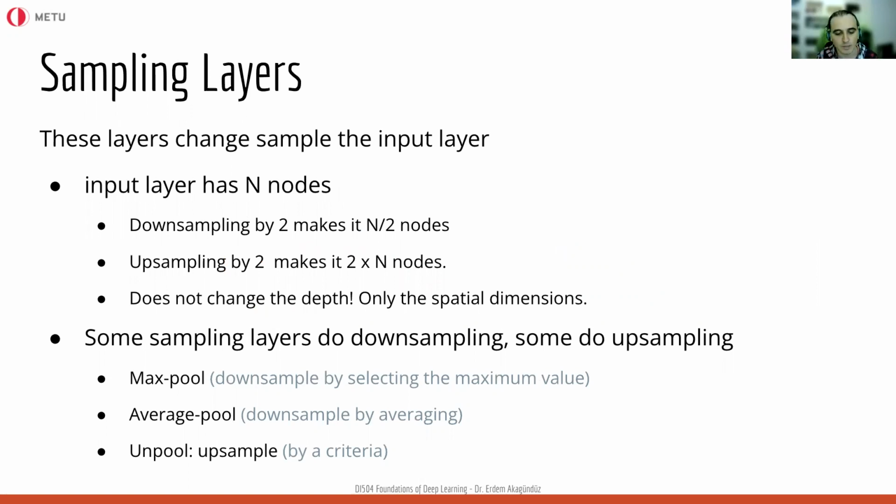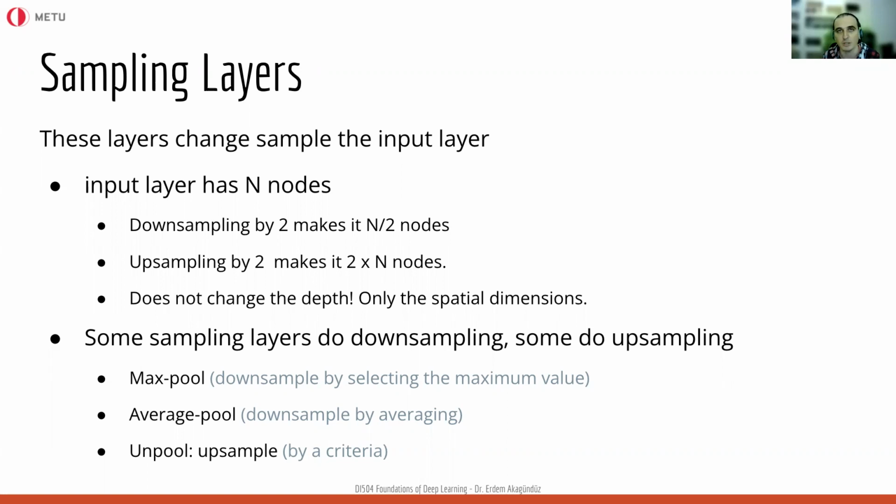So you know what downsampling and upsampling is? Again, some concepts inherited from signal processing. You have a signal, you're changing the spatial dimensions. So what a sampling layer does is change the spatial dimensions, not the depth. The depth was changed by a convolution layer, remember, in the previous hour. Downsampling by 2 makes an n by n image, or an n-node single-line signal like a sound signal, half the dimension, n over 2. And upsampling by 2 makes it double, 2 times n nodes.